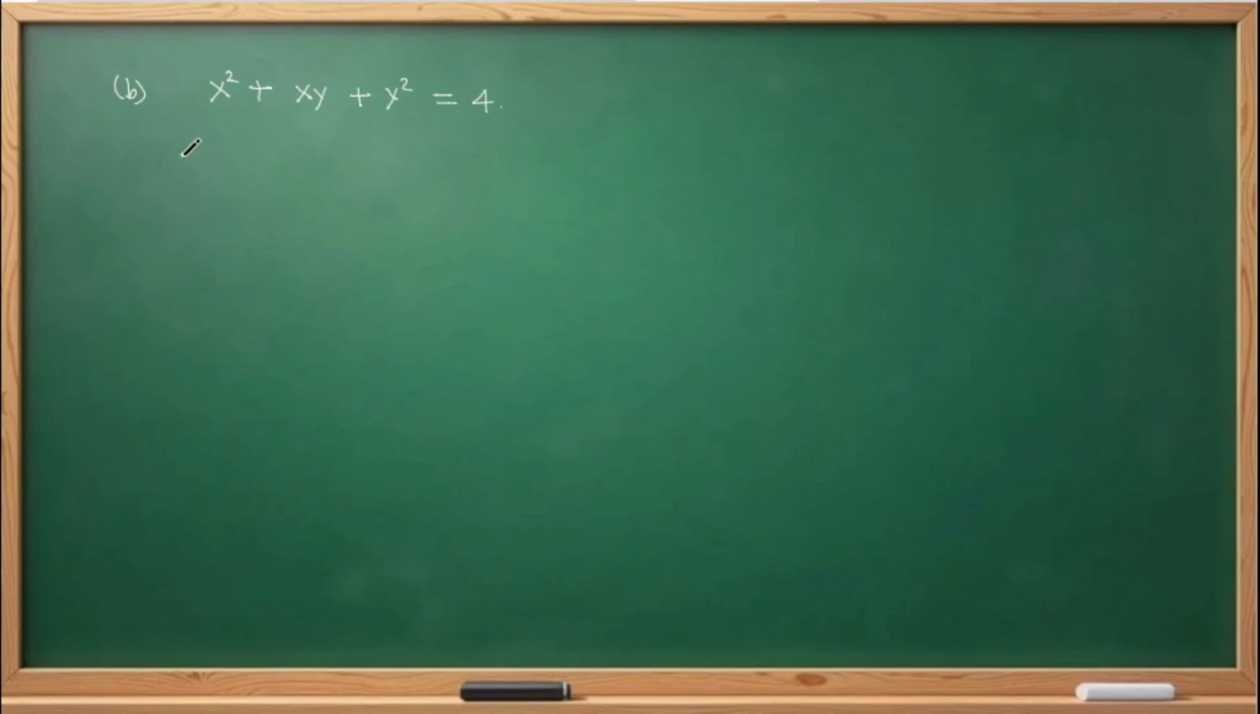So here we do the same as before, d/dx of the left hand side, x squared plus xy plus y squared, and then the right hand side, d/dx of our constant 4. Now we can distribute again.